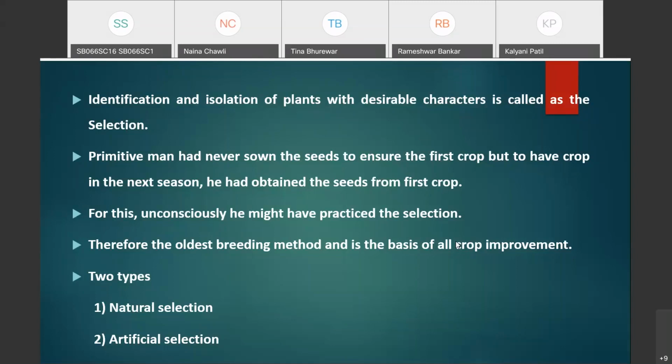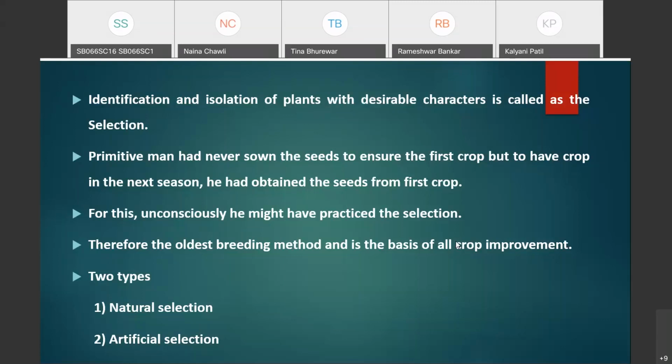And for this, unknowingly, the primitive man carried out the selection process. Therefore, selection is considered the oldest breeding method and is the basis of all crop improvement. In the theory examination, an MCQ may be asked: the oldest crop improvement method is... Options may be plant introduction, selection, domestication, and fertilization. The correct answer will be selection.